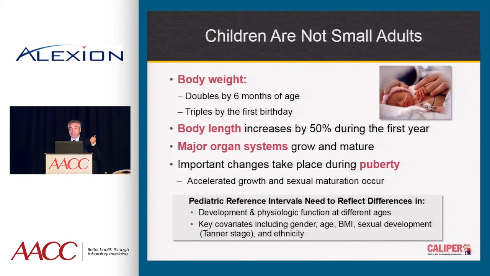All of these changes lead to biochemical changes that we have to be aware of when interpreting lab results. We also see significant changes during puberty, later in childhood and adolescence. These are all called covariates that can affect levels of analytes, such as alkaline phosphatase. Therefore, pediatric reference intervals really need to reflect differences in developmental and physiological changes in childhood.